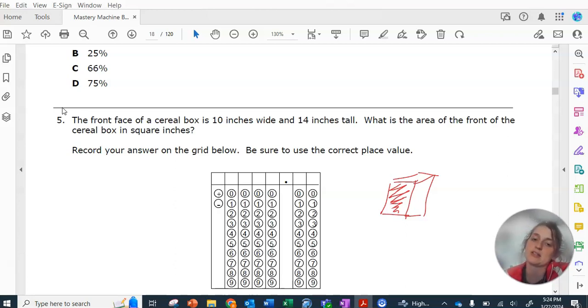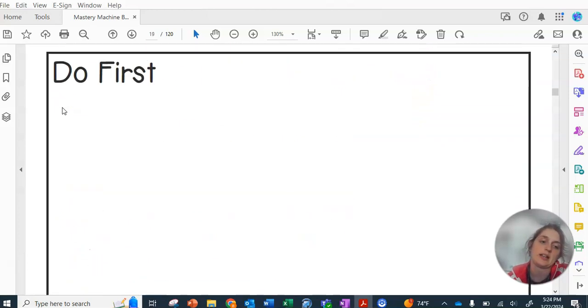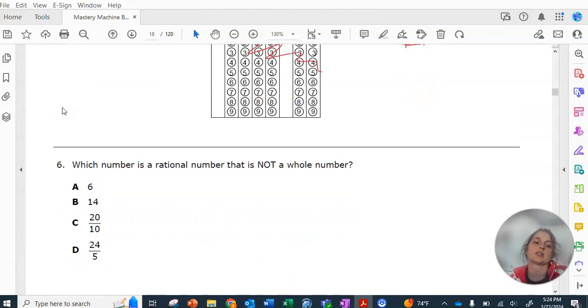And area of rectangle is length times width, or base times height. Again, I don't care about the griddable. You can just write your answer and circle it. Don't forget your units. And last but not least, which number is a rational number that is not a whole number?